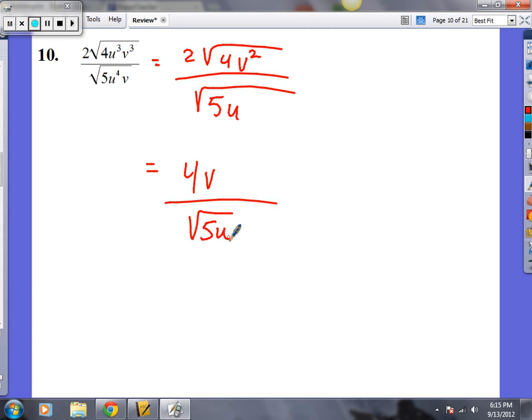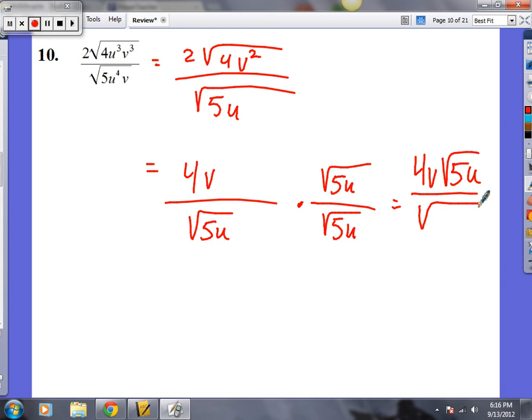So, can't have a radical on the bottom. Now you're going to have to multiply by 1. Your 1 is going to be 5u, square root of 5u. So I'm going to multiply the bottom by square root of 5u, the top by square root of 5u. And on top you're going to have 4v times the square root of 5u. On the bottom you're going to have the square root of 25u squared. So on the bottom you are going to have 25 is a perfect whole number, and u squared is a perfect square. So there we go.